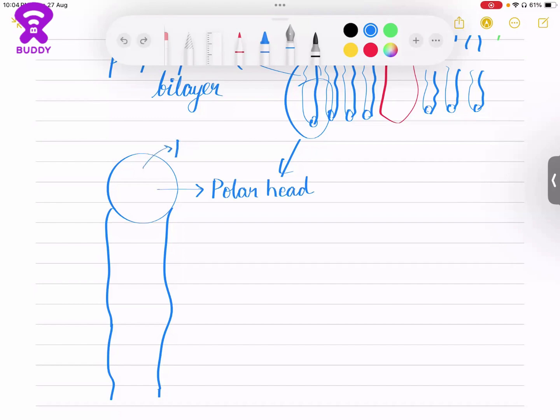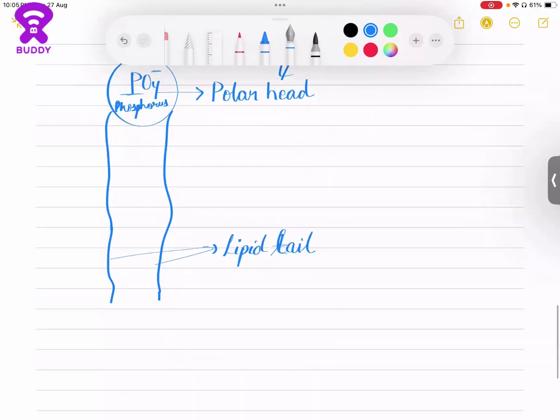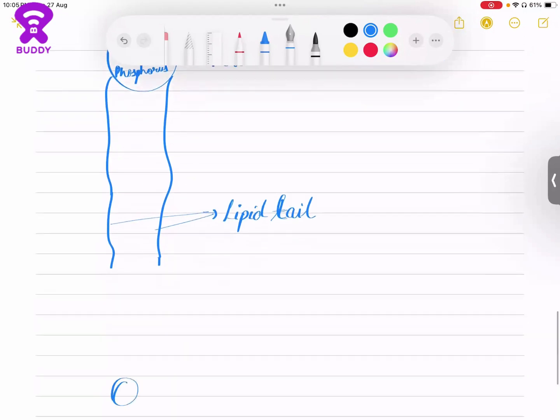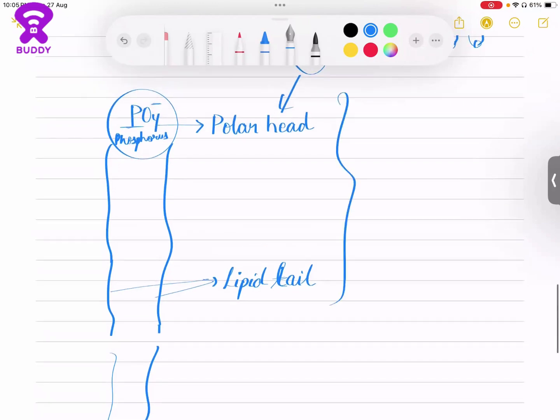Let's not move out of the circle. I'll write PO4 minus. This is the phosphorus ion. And these two are your lipids. This is your lipid tail. Got my point? So this is one unit, and this is how it looks if you draw one more like this.